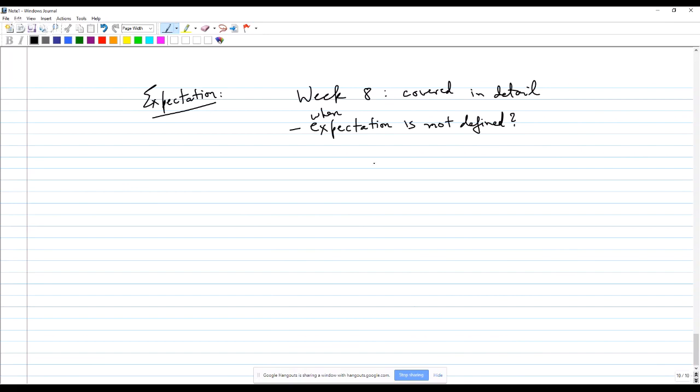But to give you a brief flavor, the Cauchy distribution is the famous distribution for which expectation is not defined. I believe the PDF of the distribution is something like 1 by pi into 1 plus x squared. Expectation is not defined. So don't worry, it's coming in great detail in week 8 of the lectures.